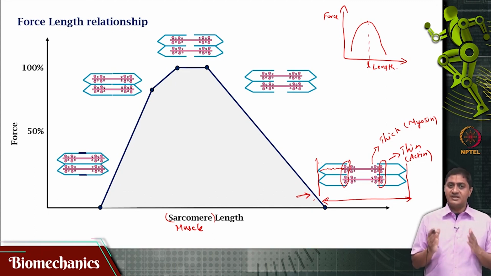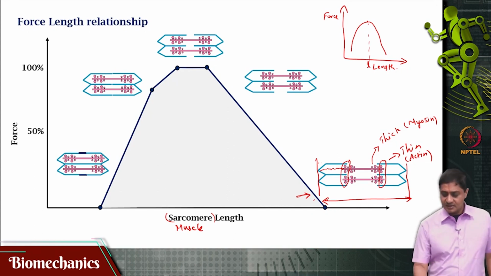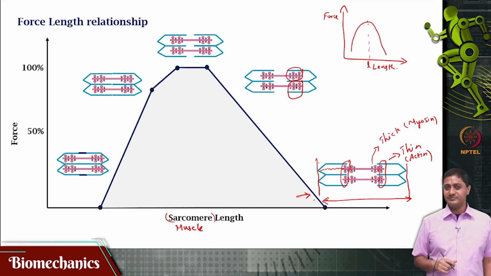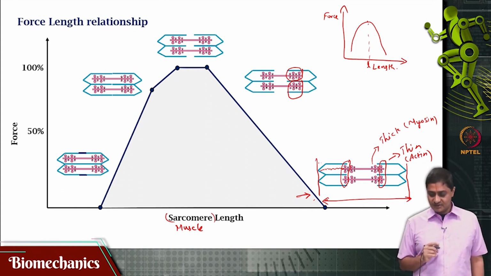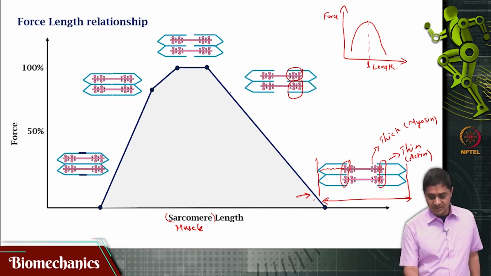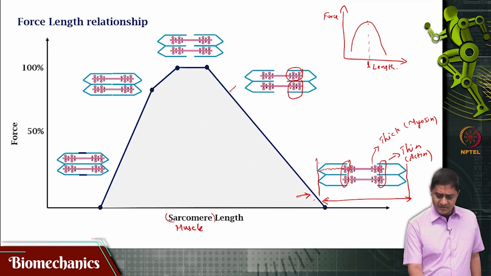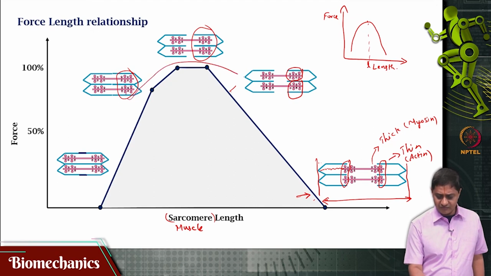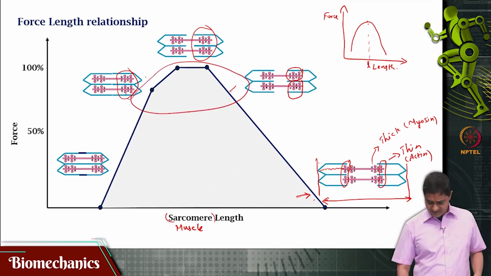If the length is slightly reduced, then the overlap between the myosin heads and the actin is relatively high. Because of this reason, what you see is that at this point, all these myosin heads will be in a position to attach to actin binding sites and pull. This is the reason you have high forces. Same reason here, same reason here. You are going to have relatively high forces in these regions because there is maximum overlap.